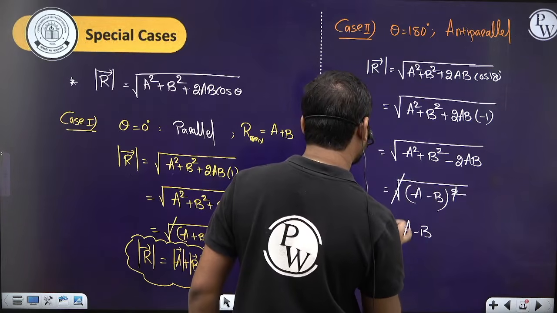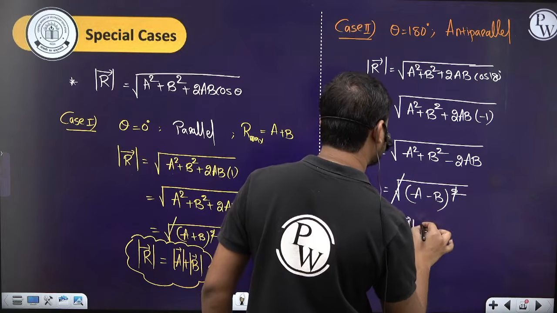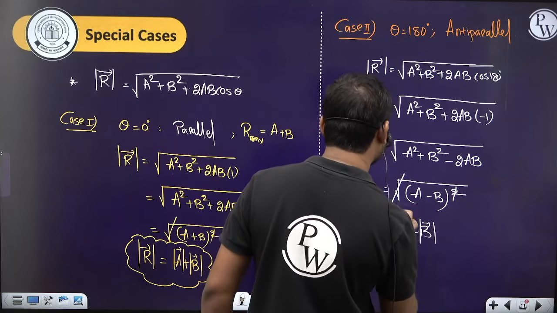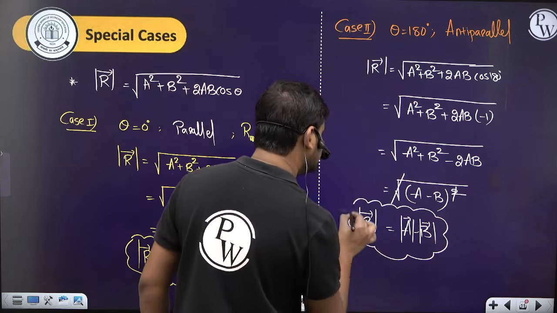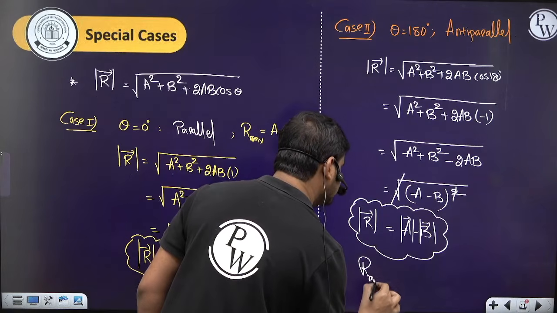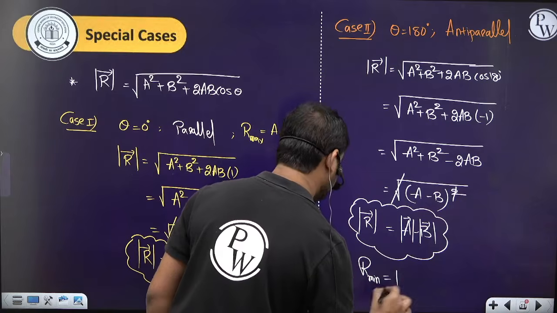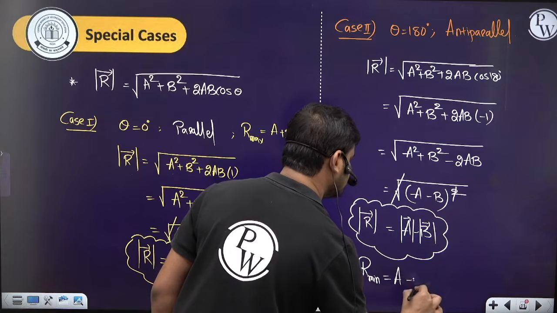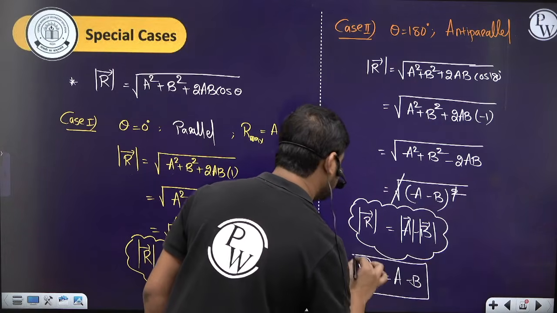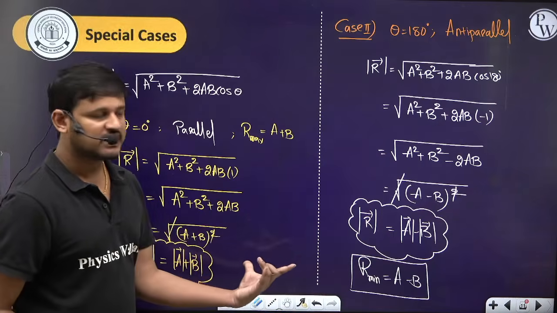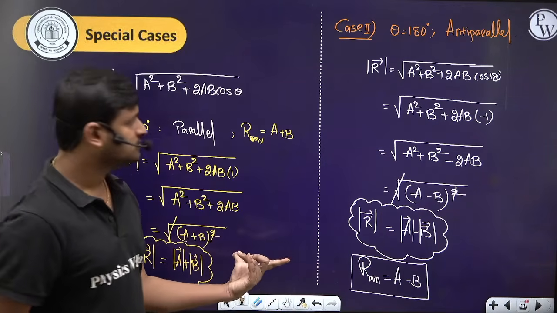So the magnitude of vector r is equal to magnitude of vector a minus magnitude of vector b. So this is said to be r minimum. The resultant will be minimum when those two vectors are anti-parallel to each other. Clear this part, everyone? Chalo.